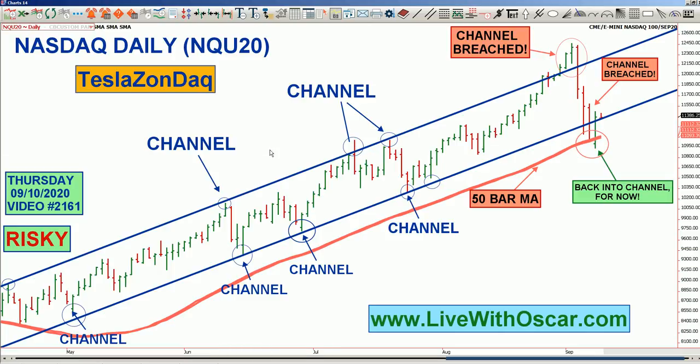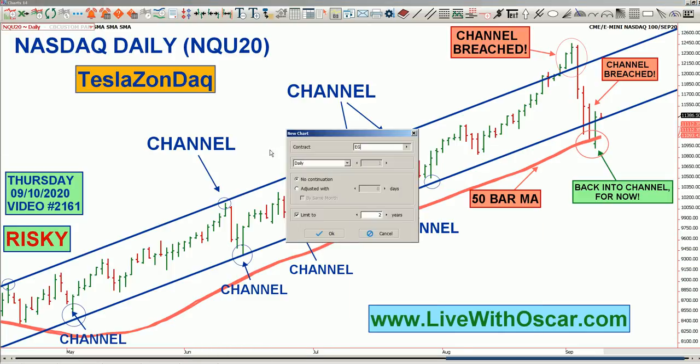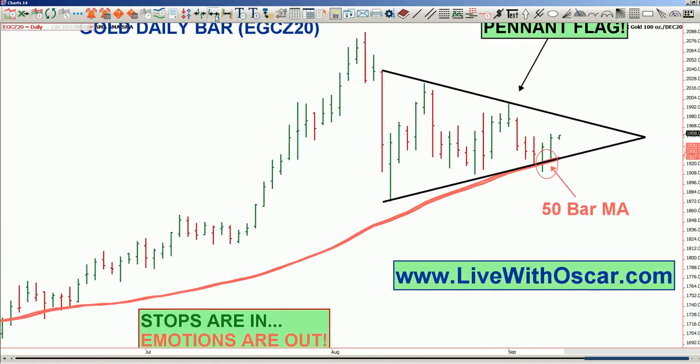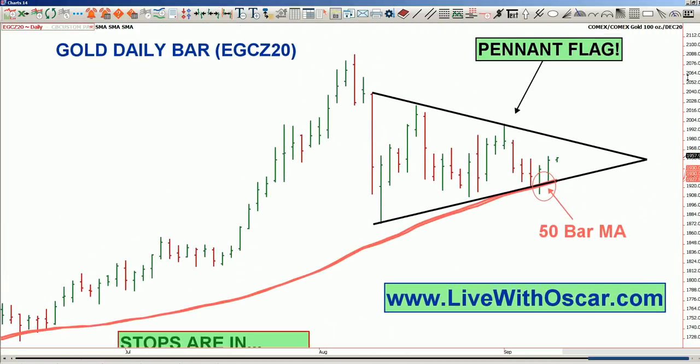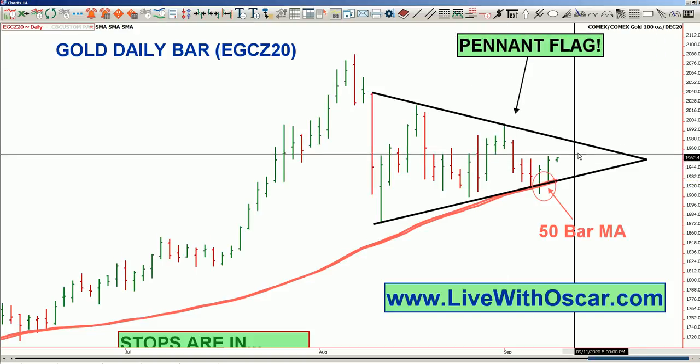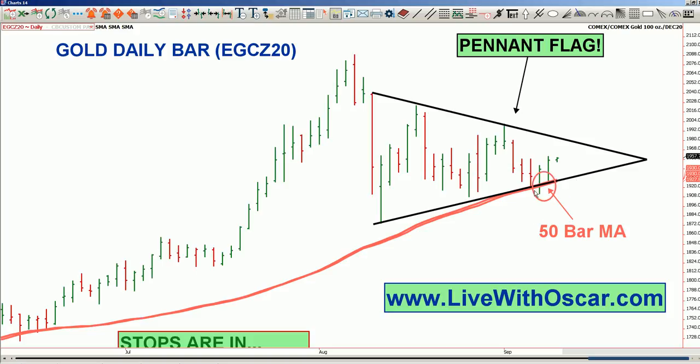But look at this other market that I found interesting for trading on Thursday. Look at the gold market. The gold has a massive pennant flag building right here. It doesn't look like the flag's done because you've got a lot of room here. So it's bouncing up and down inside the pennant flag. Well, we just bounced off the pennant flag, and guess what else we bounced off of at the same time? The 50 bar moving average. It is in play this week, kids. You're bouncing off of it.